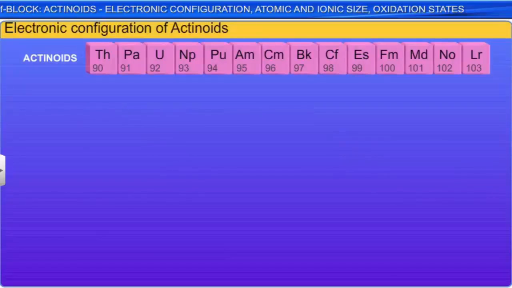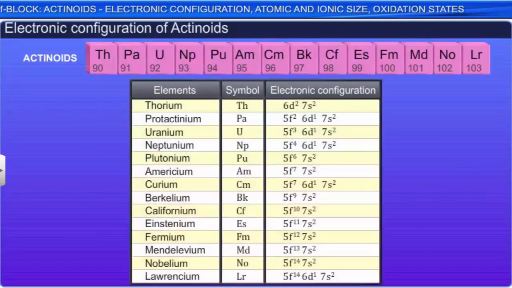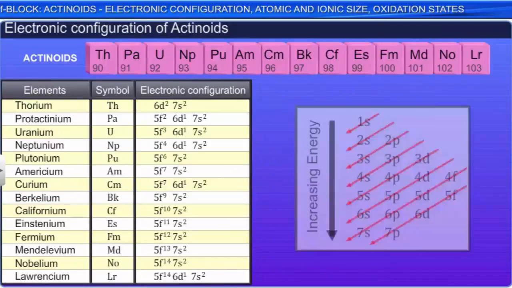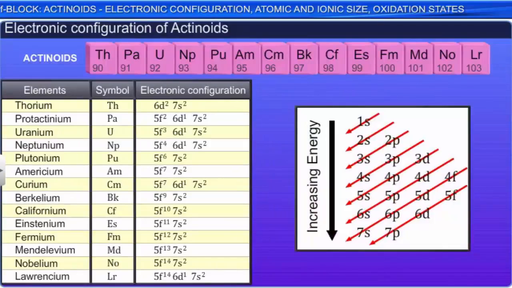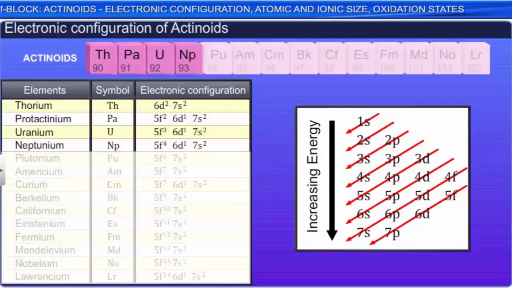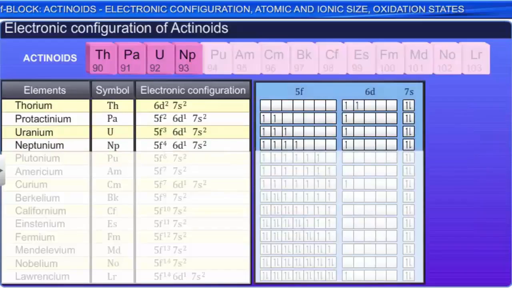Since the difference in energy between the 5f and 6d orbitals is small for the first four elements, thorium, protactinium, uranium, and neptunium, the electrons in these elements and their ions may occupy the 5f or the 6d levels, or sometimes both. However, note that the filling of the f orbital starts only at protactinium and not at thorium.